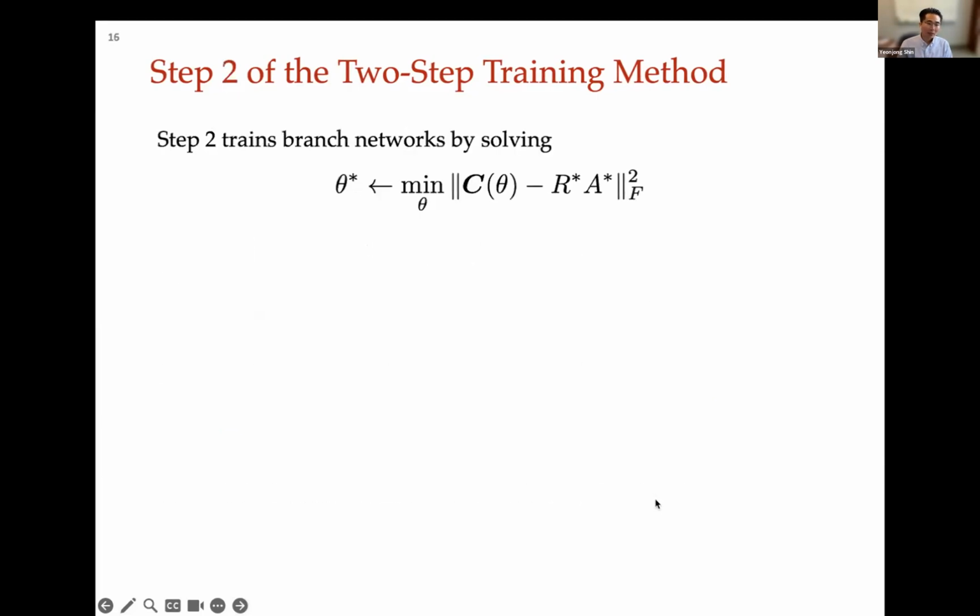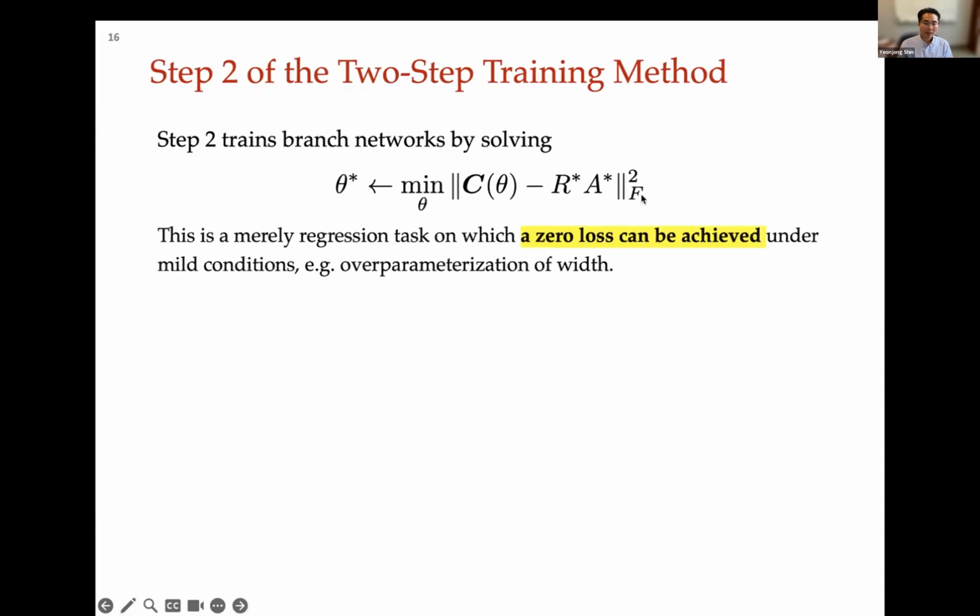And step two is concerned with the branch network, which is just the C part. We want the trunk network and the branch network to fit this R star times A star in the Frobenius norm sense. But this problem is merely a regression problem in a multi-vector valued neural network, and it is widely known that in the overparameterized case we can achieve zero loss under mild conditions. So that's step two. Then zeta star is determined, so everything is determined. That's our proposed method.